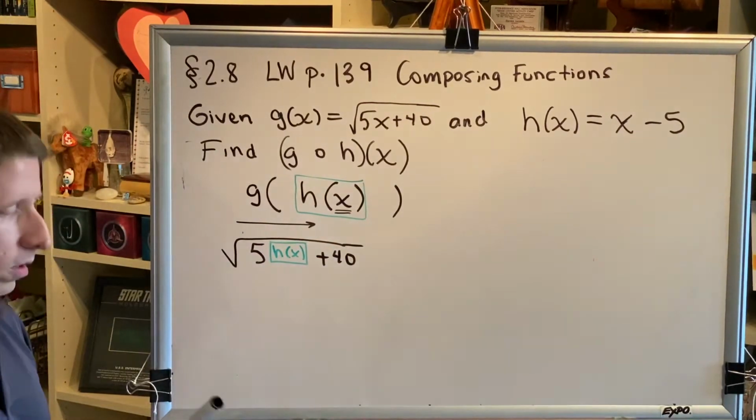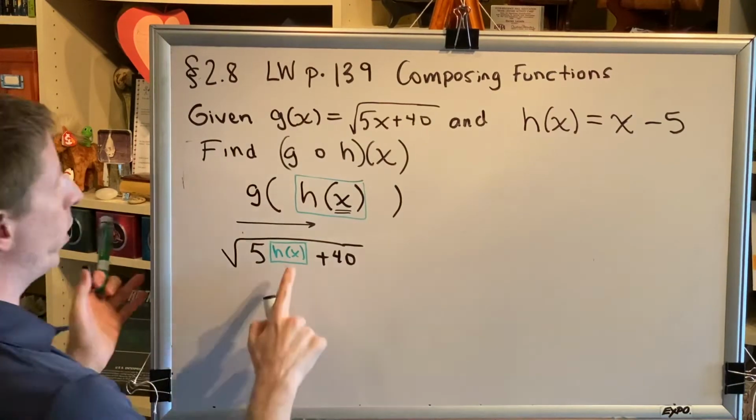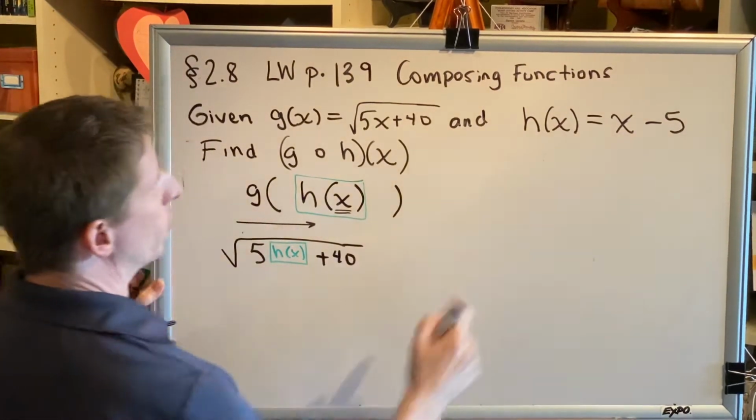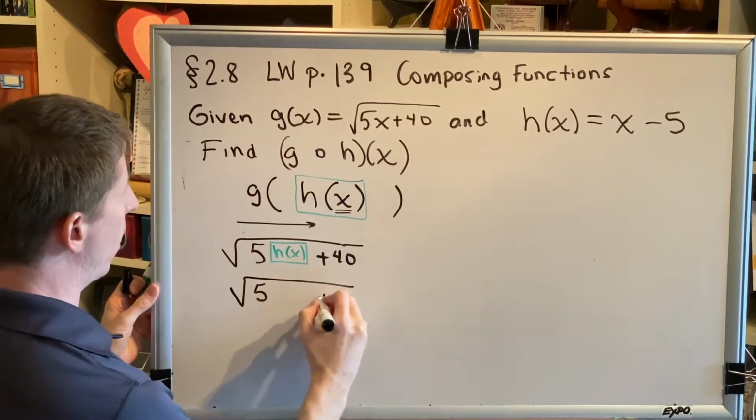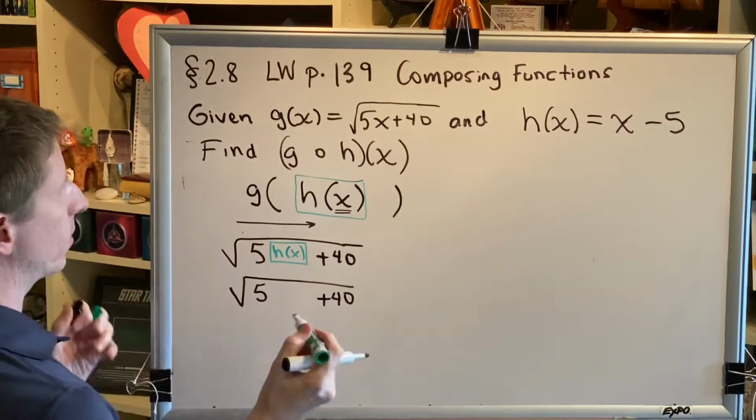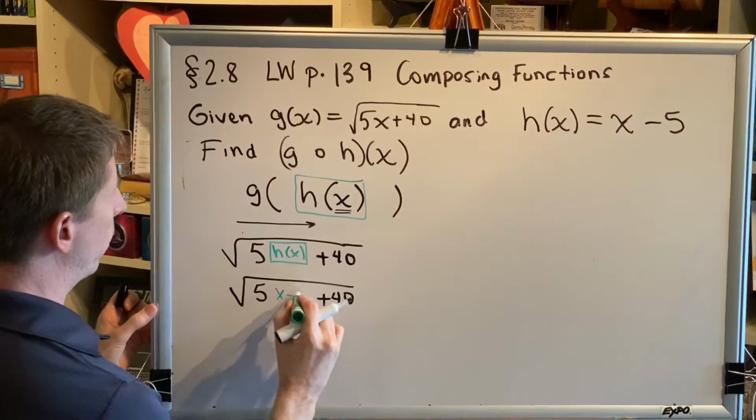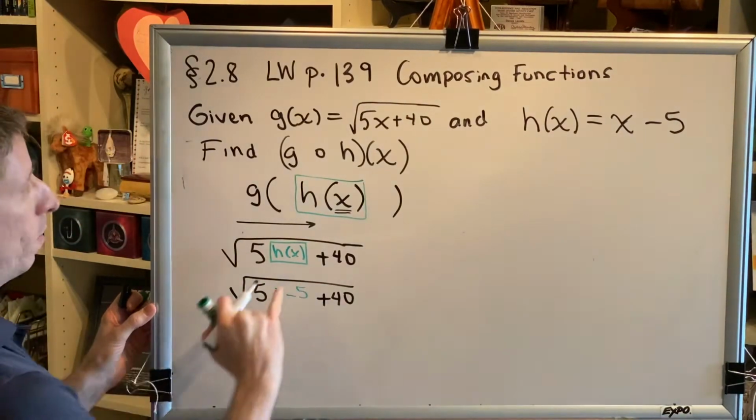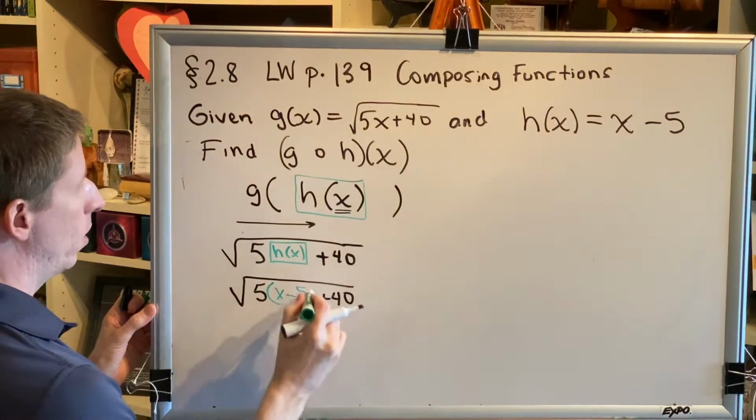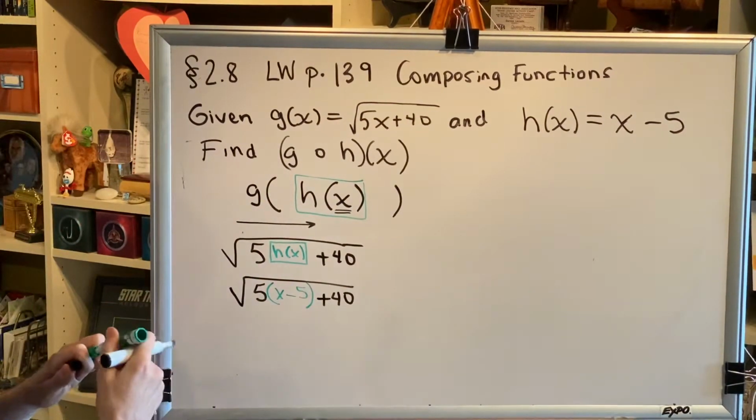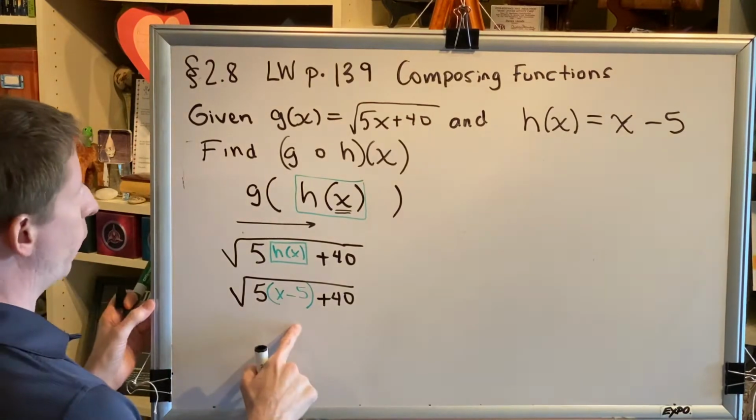Okay, now we can substitute and simplify. We know that for this problem, h of x is equal to x subtract 5. So we get the square root of 5 times the difference x subtract 5 plus 40. Because the thing that we are substituting has a multiplier, we use parentheses. All right, now we can simplify this problem.